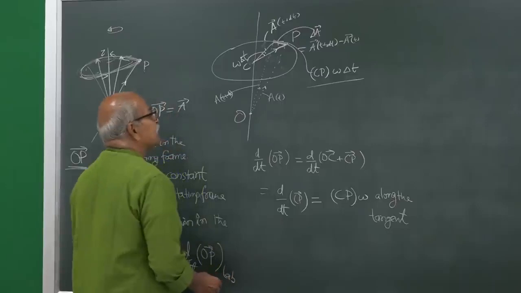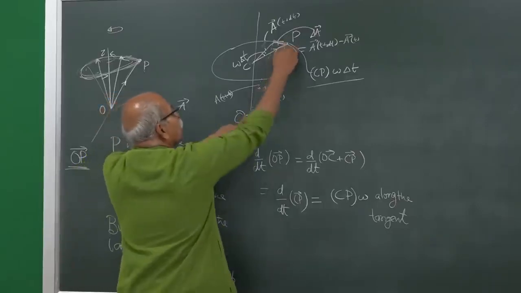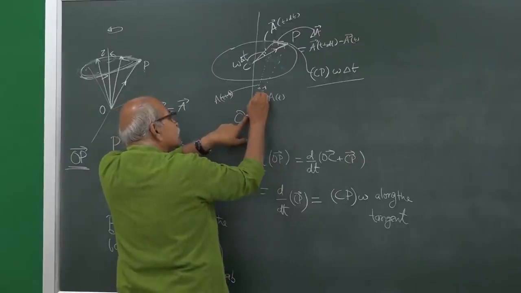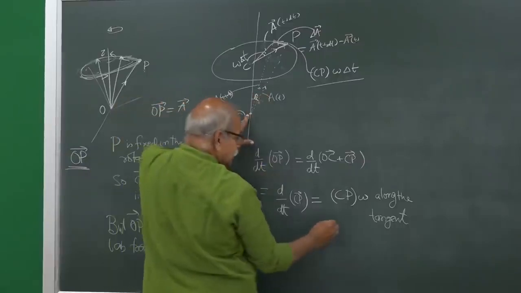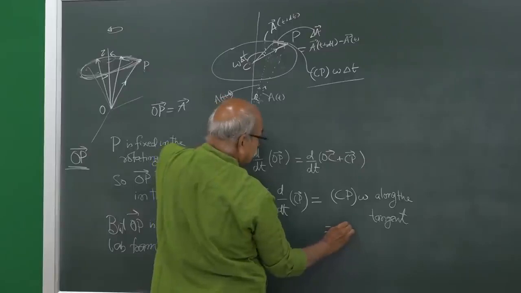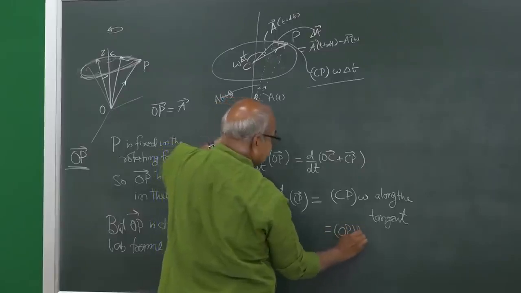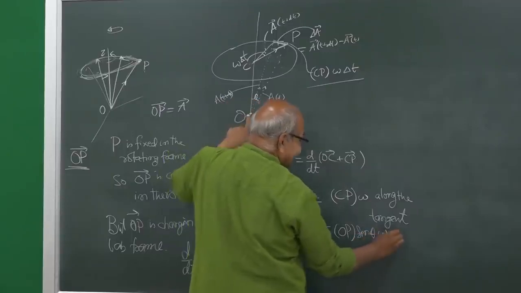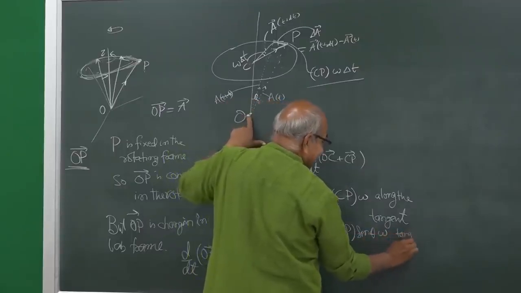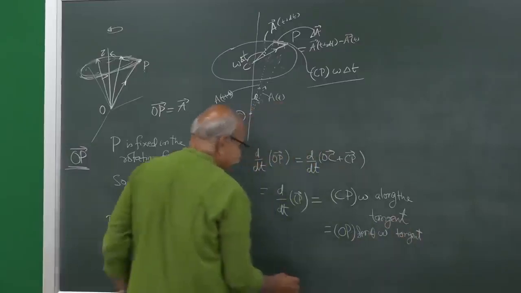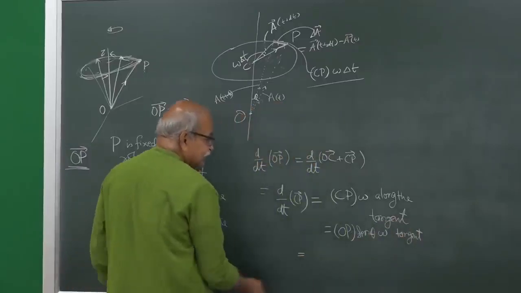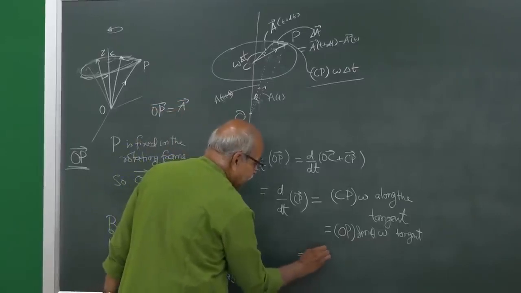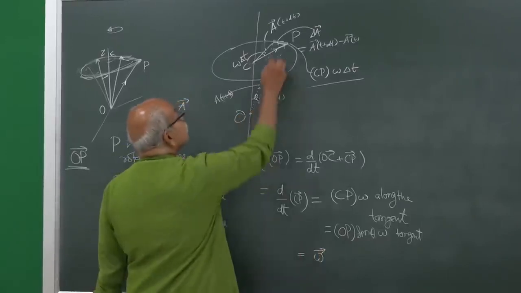And how much is CP? CP is this OP, and if this angle is some theta which is fixed, then once again this will be OP times sine theta, and then omega, and the direction is along the tangent. And you work out that this is nothing but the cross product of the omega vector and this OP vector.